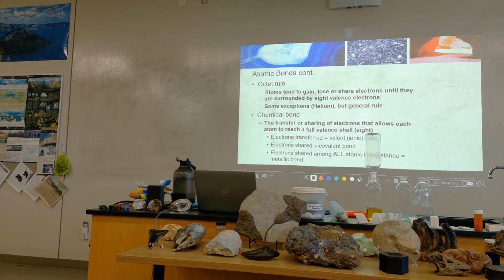This works all the way up until when? What column do we eventually get to where this won't work? Column 8. Column 8 will have how many valence electrons? 8. How many does it want? 0. And that is why we have these all over here. Helium, neon, argon, krypton, xenon, radon. These are collectively called noble gases.